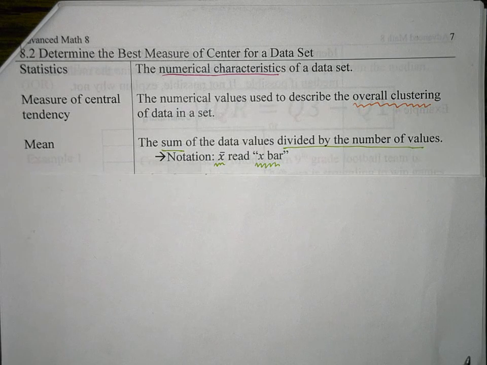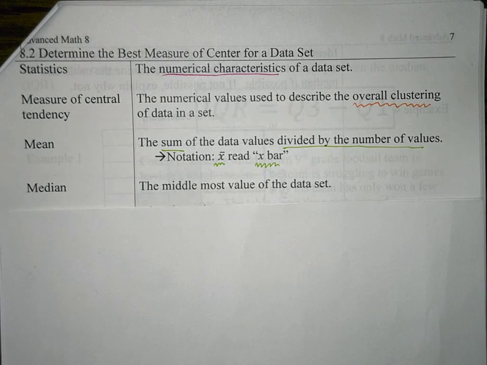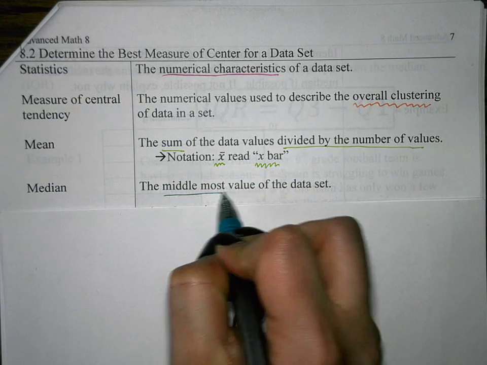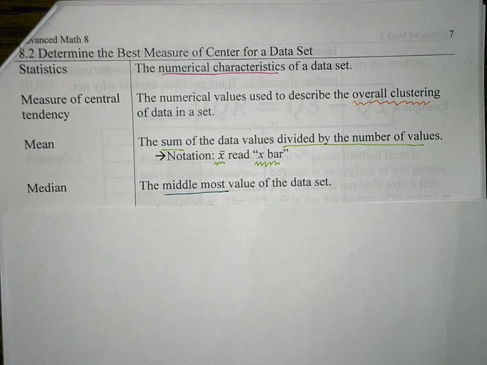The second measure of central tendency that we're going to be using is the median. Median is the middlemost value of the data set, so it's the one right in the middle.